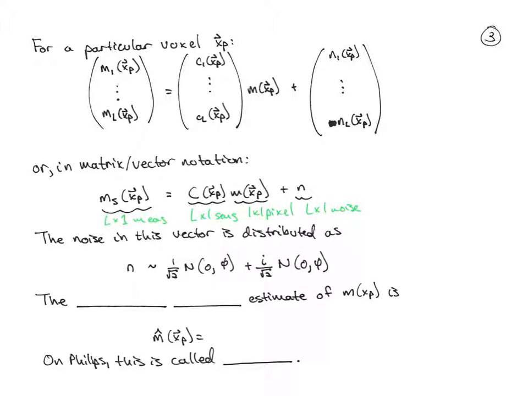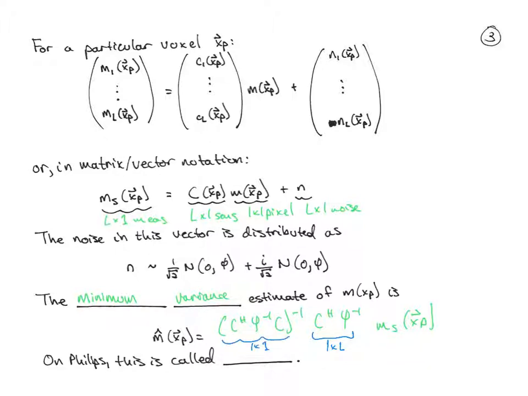And it turns out then that the minimum variance estimate of m of xp is given by C Hermitian psi inverse C inverse C Hermitian psi inverse m sub s of xp. Right? So we take these measurements that we have, and then we multiply them by this overall vector actually. So it turns out it's a vector. This guy is 1 by L, and this guy is a scalar, it's 1 by 1.